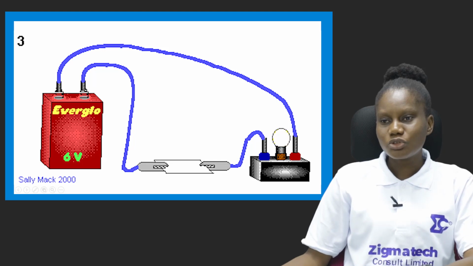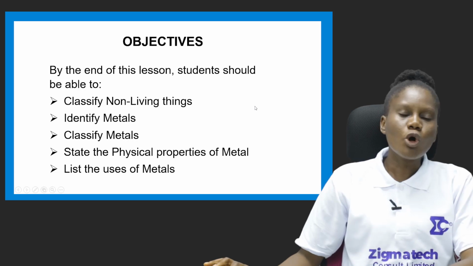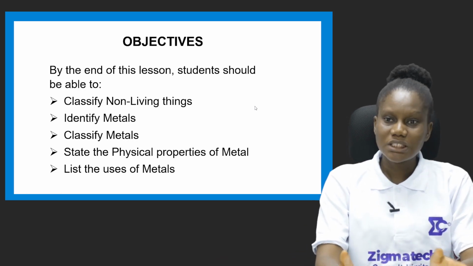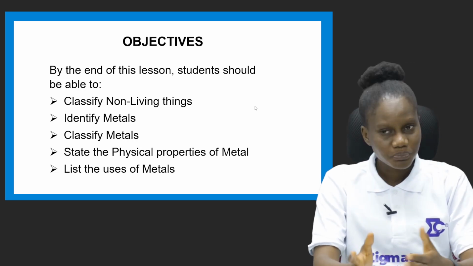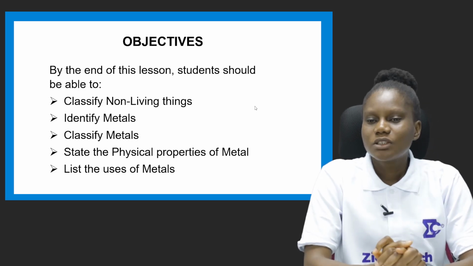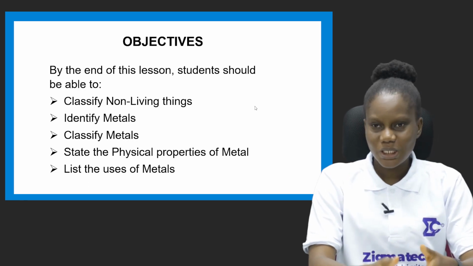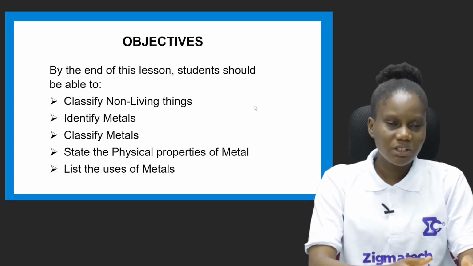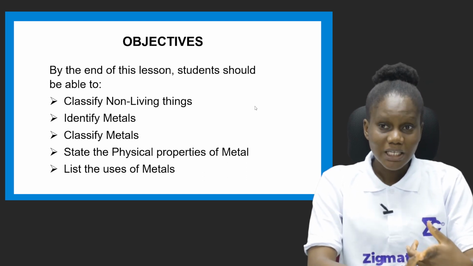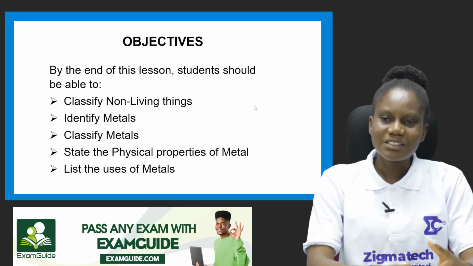So we are still considering living and non-living things, and today we are going to be dwelling majorly on non-living things. We have looked at living things in the previous classes, and now we are looking at non-living things. So what are you supposed to take home from today's class? One, you should be able to classify non-living things. If you remember, in the previous class we classified our living things, right? So now we're going to classify our non-living things, and you should be able to identify metals.